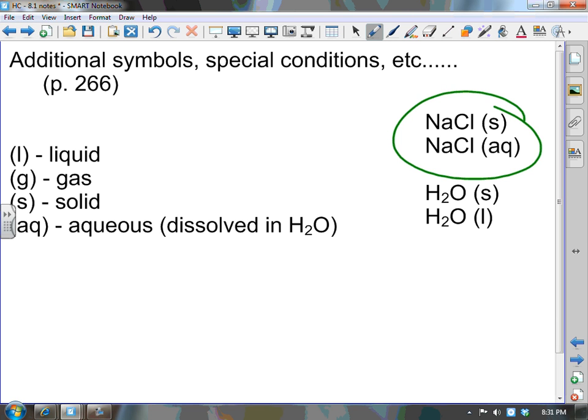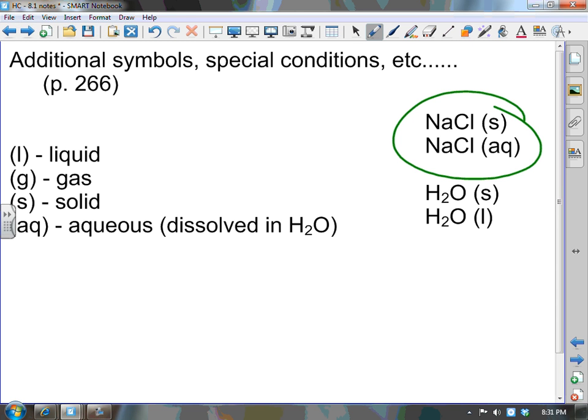NaCl(s) and NaCl(aq). NaCl(s) is talking about solid sodium chloride. You've got table salt in your hands. NaCl(aq) is salt water, salt that has been dissolved in water. H2O(s), H2O(l). H2O(s) is ice. H2O liquid is plain old water. Again, this will be important later.